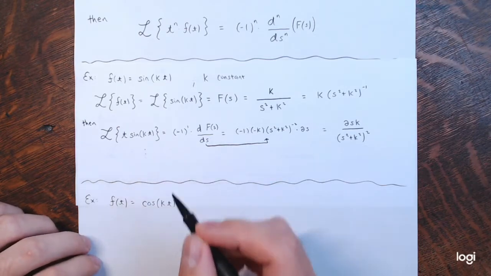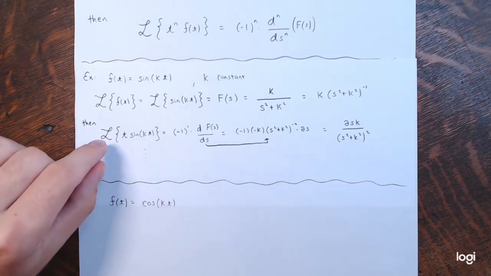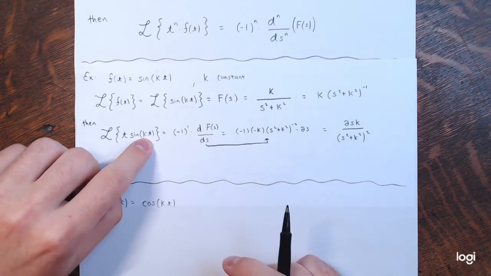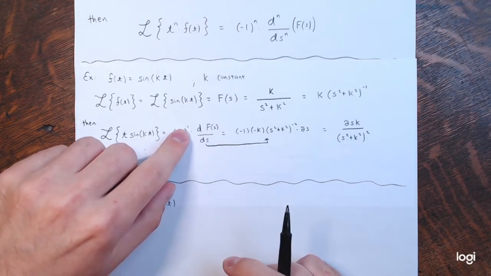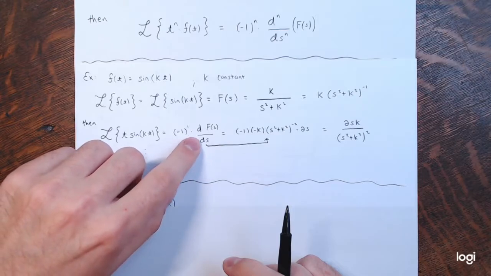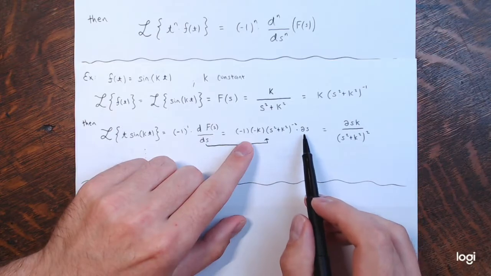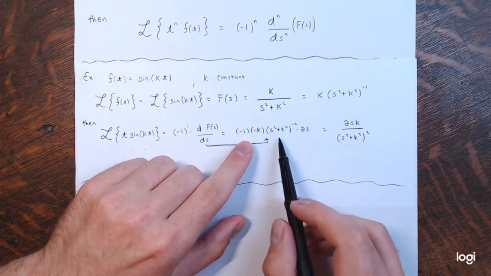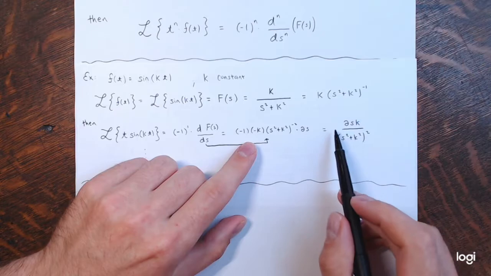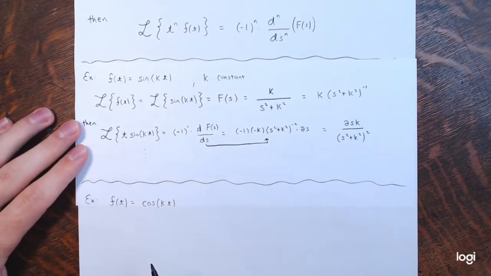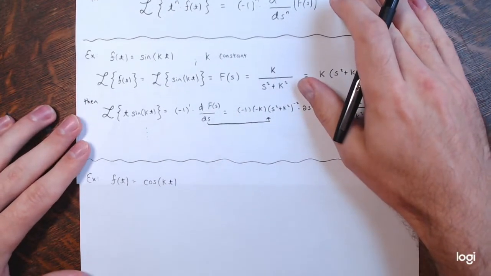All right, and so on. I'm not going to do too many of these. I just want to introduce it to you, and then we'll get to more examples. So if I had t squared times the sine of kt, it would just be the second derivative, negative 1 to the second, which is positive 1, times the second derivative of F of s with respect to s. So I would basically just take this. Now, if I was doing the second derivative, I'd have to use the product rule, or if I was looking at this, I'd have to use the quotient rule, because the numerator and denominator both have expressions that depend on s.